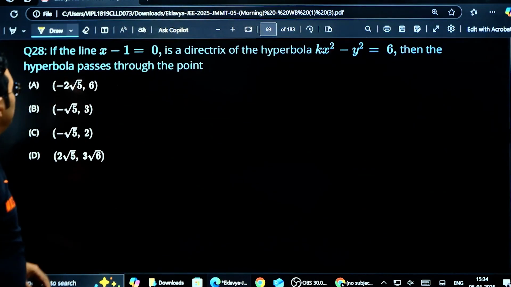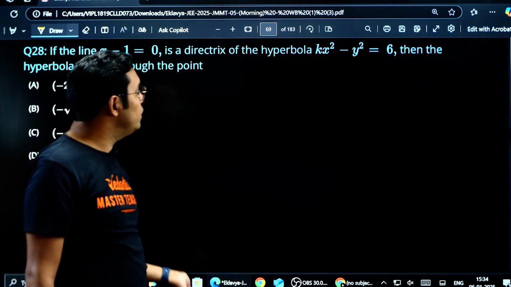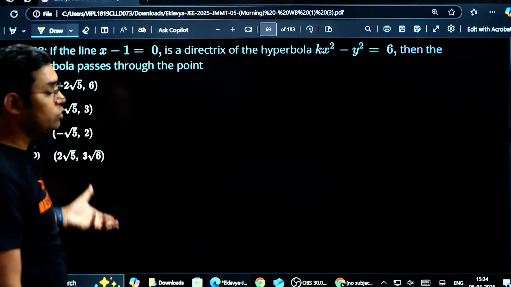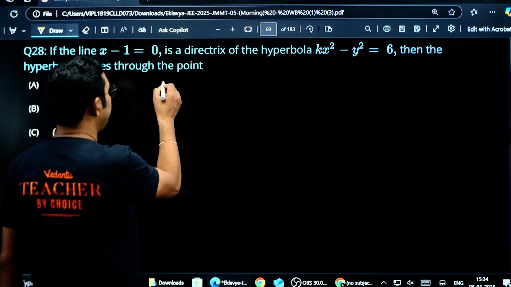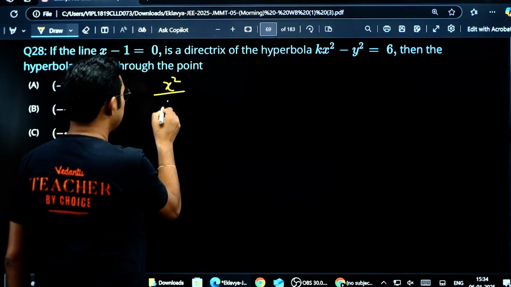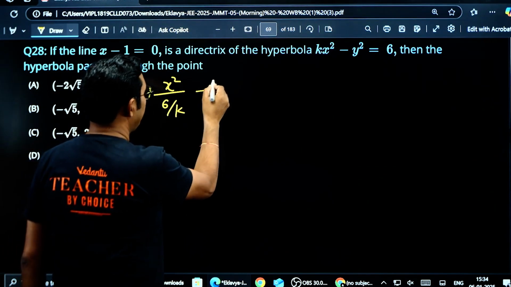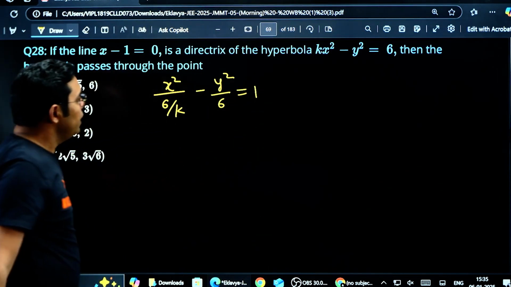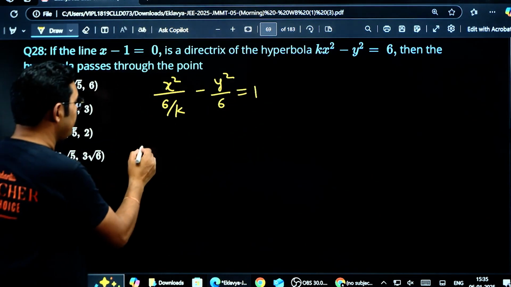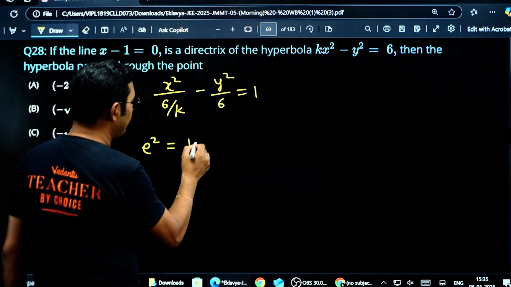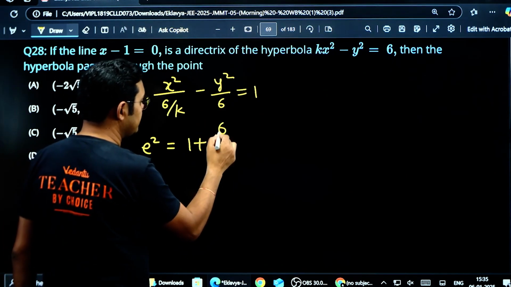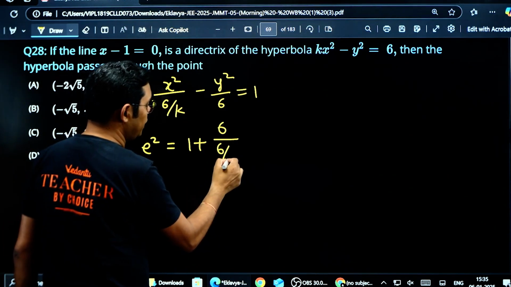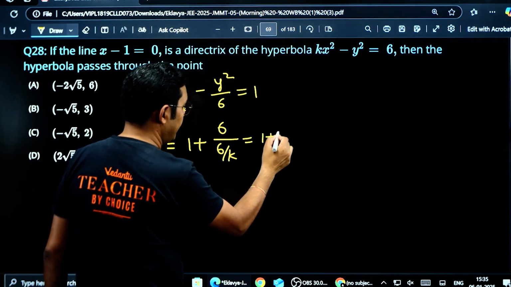Now the next question is, the line is the directrix of the hyperbola. Okay, then the hyperbola passes through the point. Now this hyperbola we can write as x square upon 6 upon k minus y square upon 6 equal to 1. Okay. Now for this hyperbola, eccentricity square will be equal to 1 plus b square, that is 6, upon a square, that is 6 upon k. So this gives you 1 plus k.